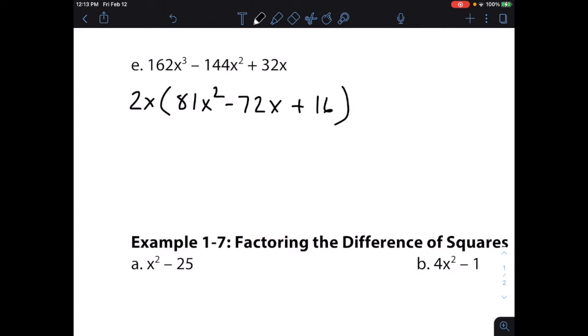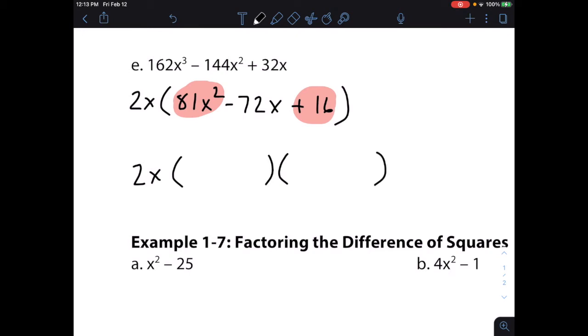Okay, so now the key thing is just to identify, hey, is the first term a perfect square? And the answer is yes, because 9x times 9x is 81x squared. And then is the last term a perfect square? And the answer is yes, because 4 times 4 is 16. So when we write this, one thing that a lot of people might do is forget the 2x. We want to make sure we bring that down and put it in front of our binomials.